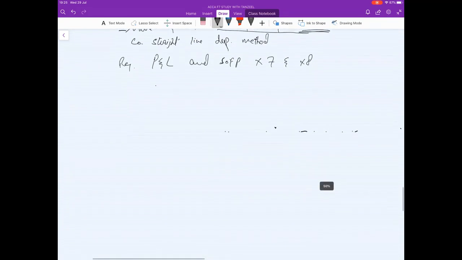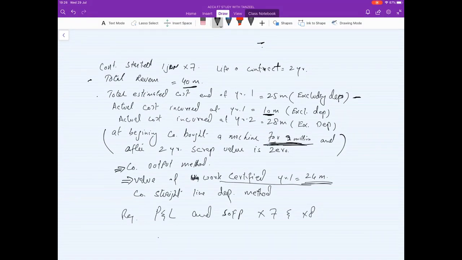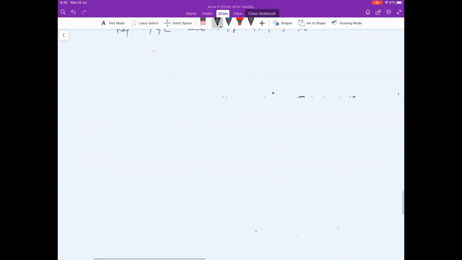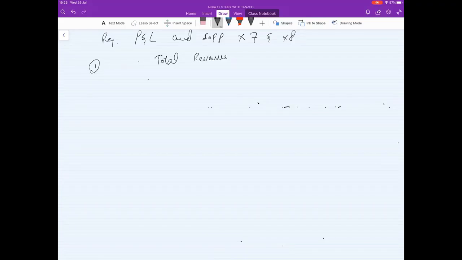Okay, please take a picture, and then I'll move the screen. Okay, let's move it. So the first step is whether it is profit or loss. So total revenue minus total estimated cost.